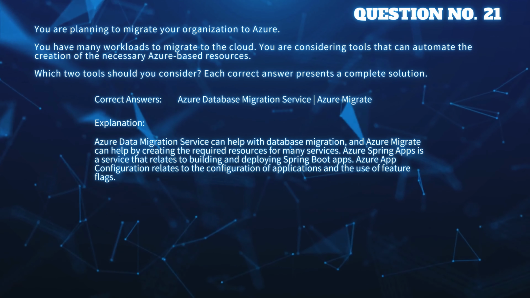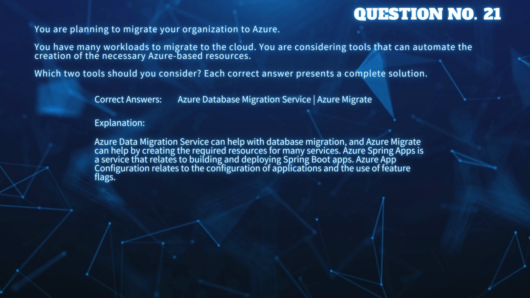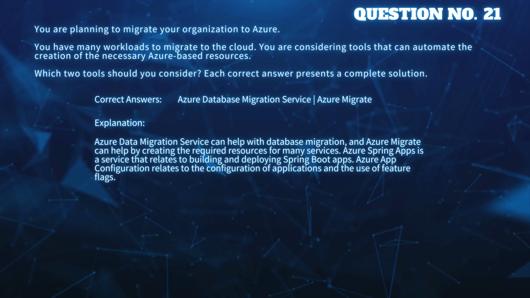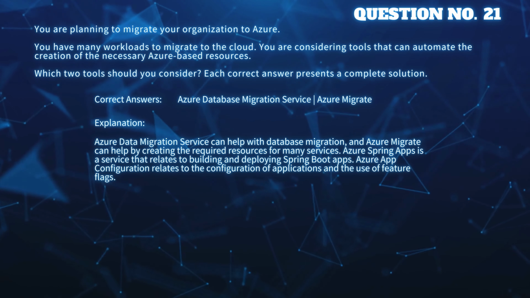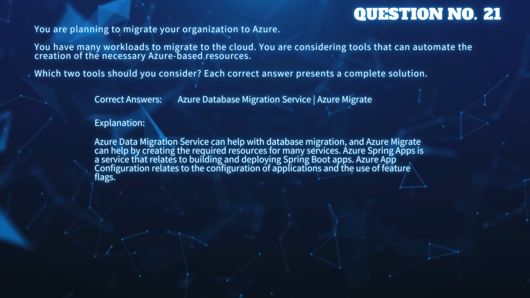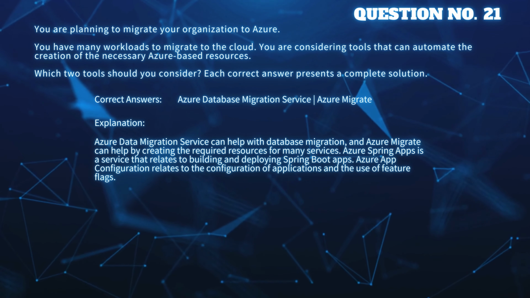Explanation: Azure Database Migration Service can help with database migration, and Azure Migrate can help by creating the required resources for many services. Azure Spring Apps is a service that relates to building and deploying Spring Boot apps. Azure App Configuration relates to the configuration of applications and the use of feature flags.